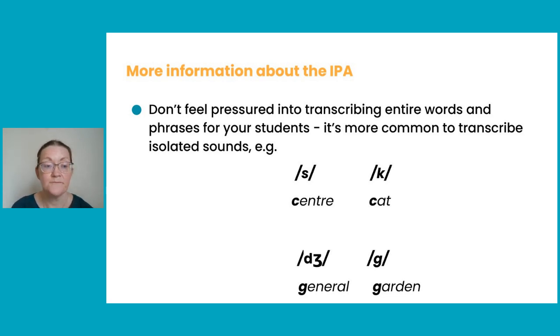Let's look at another example. Think about the letter G. So we have the letter G in general, yeah, but we also have the letter G in garden. So same letter, two different sounds. So if my students are struggling with that, I might just break out my phonemes for J as in general and G as in green. Okay, and I might do nothing else. Okay, IPA related in that class.